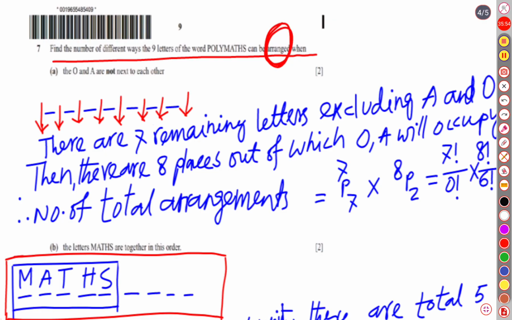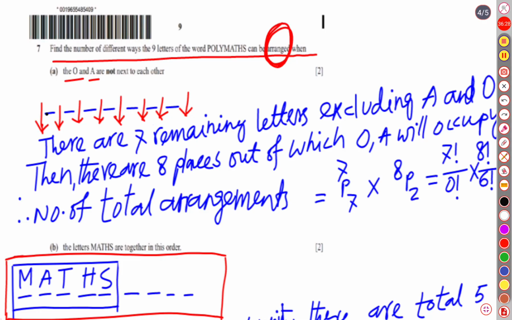Arrangement means permutation. When the O and A are not next to each other. That means this is the restriction. We can arrange, but there is a restriction. O and A are not next to each other. That means O and A must have someone in between them. So let's see. Total there are 9 letters. If we subtract O and A, then how many are remaining there? There will be 7 remaining.